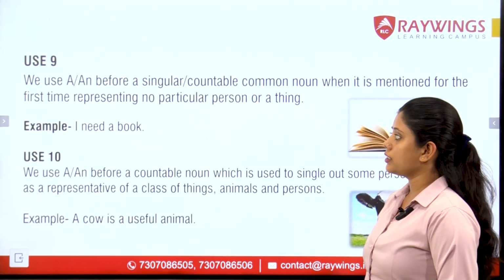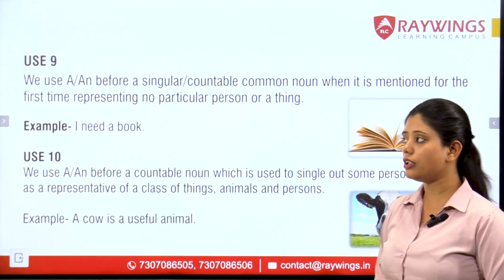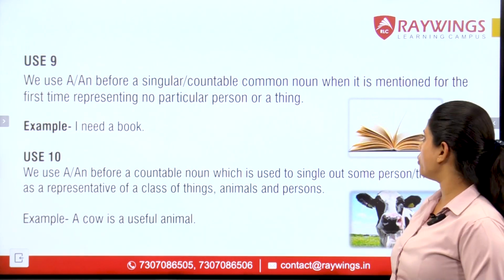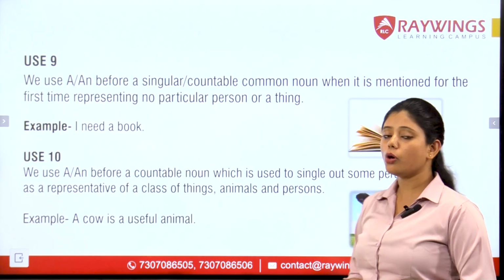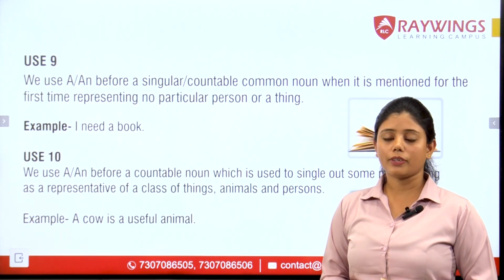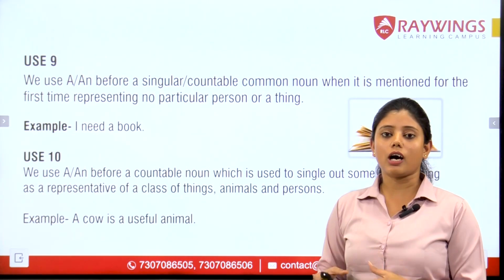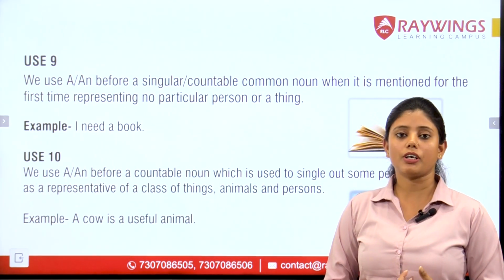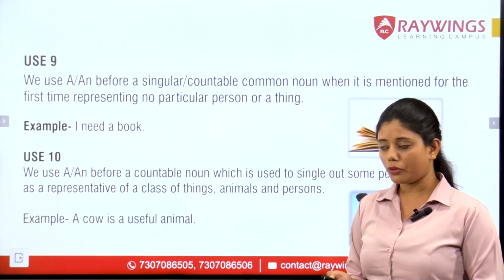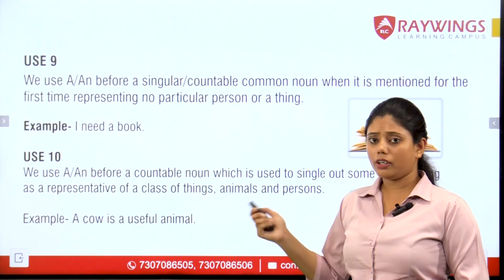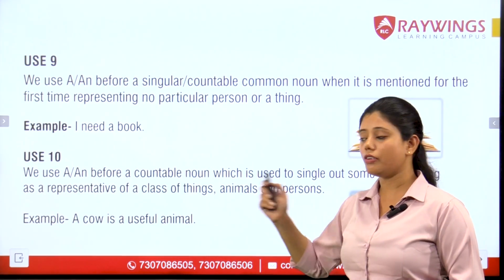Use number 9 says, we use article a and an before a singular, countable, common noun when it is mentioned for the first time, representing no particular thing or any noun, right? So whenever we are not representing any particular noun, we are using it for the first time, we have not specified anything, then we will use article a or an before it. I need a book. Here the book is not already particularized, therefore we are using article a with it.